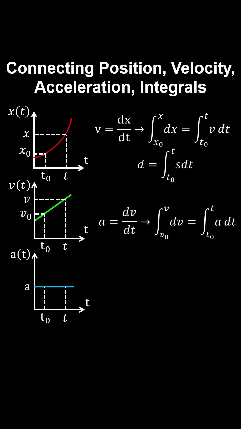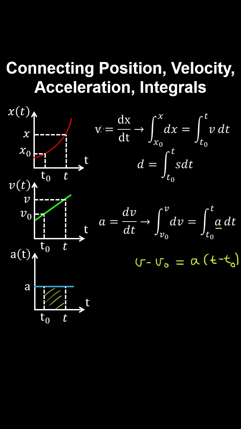If we consider a particle undergoing rectilinear motion over some time interval, and these graphs describe its motion, we'll recall the acceleration is the instantaneous rate of change of velocity with respect to time. So if we separate the variables and integrate both sides, noting that a is constant in this case, the change in velocity is equal to the area under the acceleration time curve.